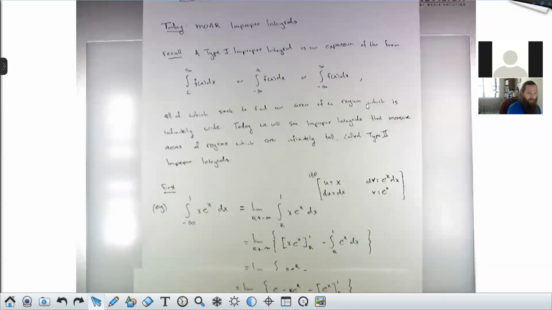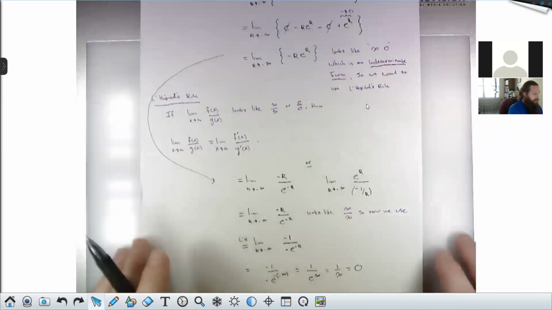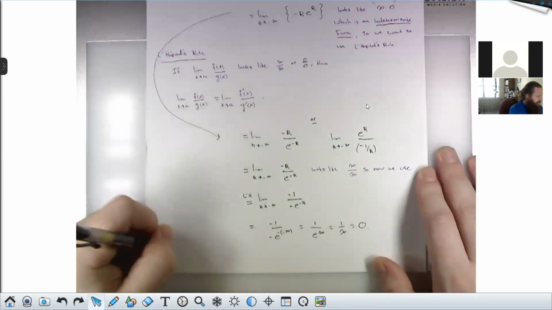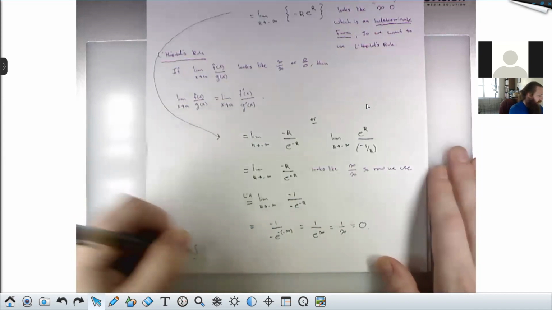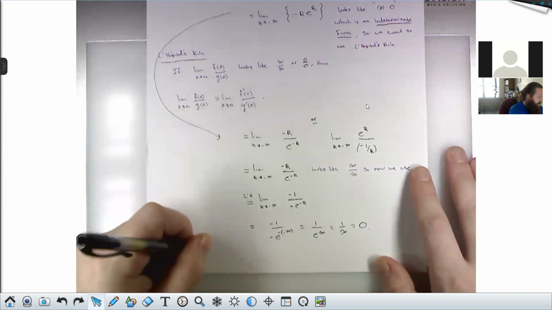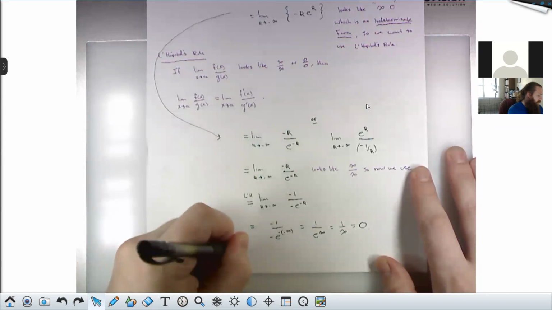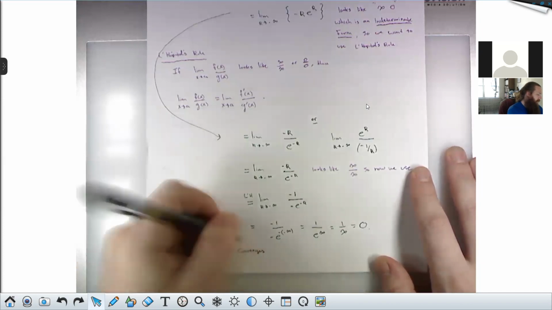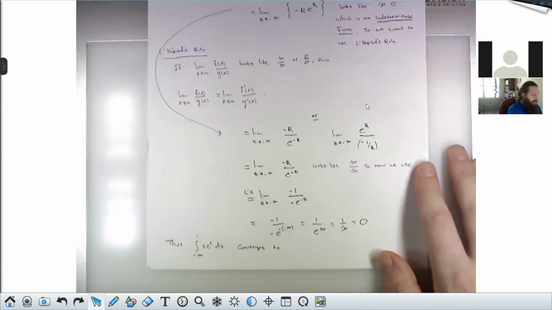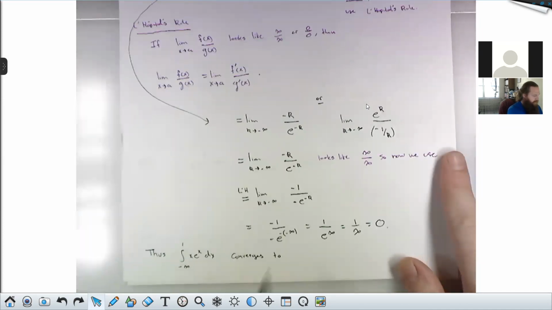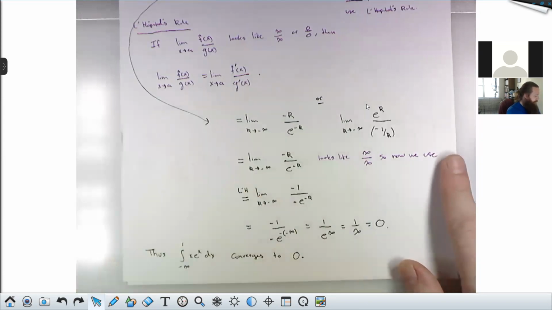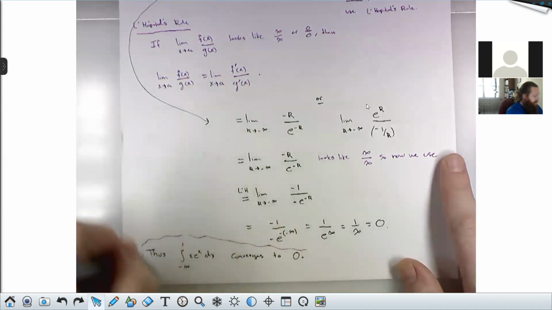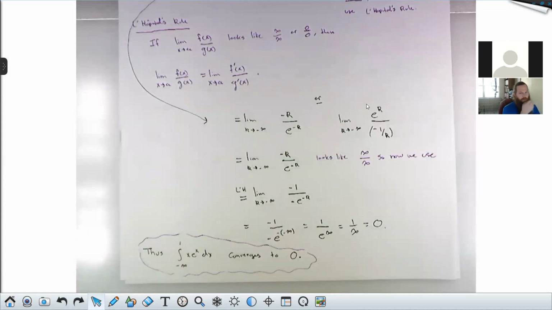We wanted to work this integral. We found that it was 0. So what we would say is, that's the integral from negative infinity up to 1 of x e to the x dx. The language here, we would say converges. The verb is converges. Converges to 0. That's how we would say it. So specifically, the integral converges, and the value of the integral is 0.